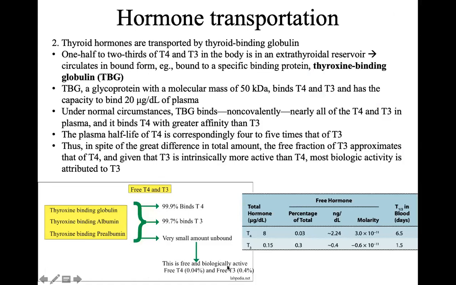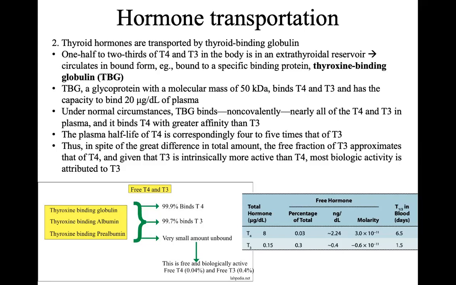Hormone transportation. Again, the second way is by transporting the thyroid hormones together with the thyroid binding globulin. Globulin is a globular protein as well. These are the helper proteins. Remember, thyroid hormones are like the steroid hormones. They need the helper, the carrier, the transporter to help them to be transported.